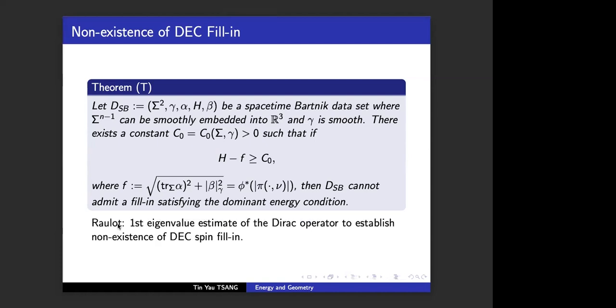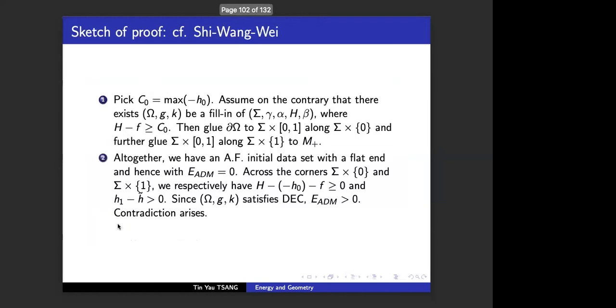And then on the other hand, recently, three weeks ago, in a paper of Wildot, he showed that if we consider spin filling, then they can use a Dirac operator to establish the non-existence of dominant condition filling. So it is by spinors, but I don't know much about that, so I cannot cover that. I will skip this part.